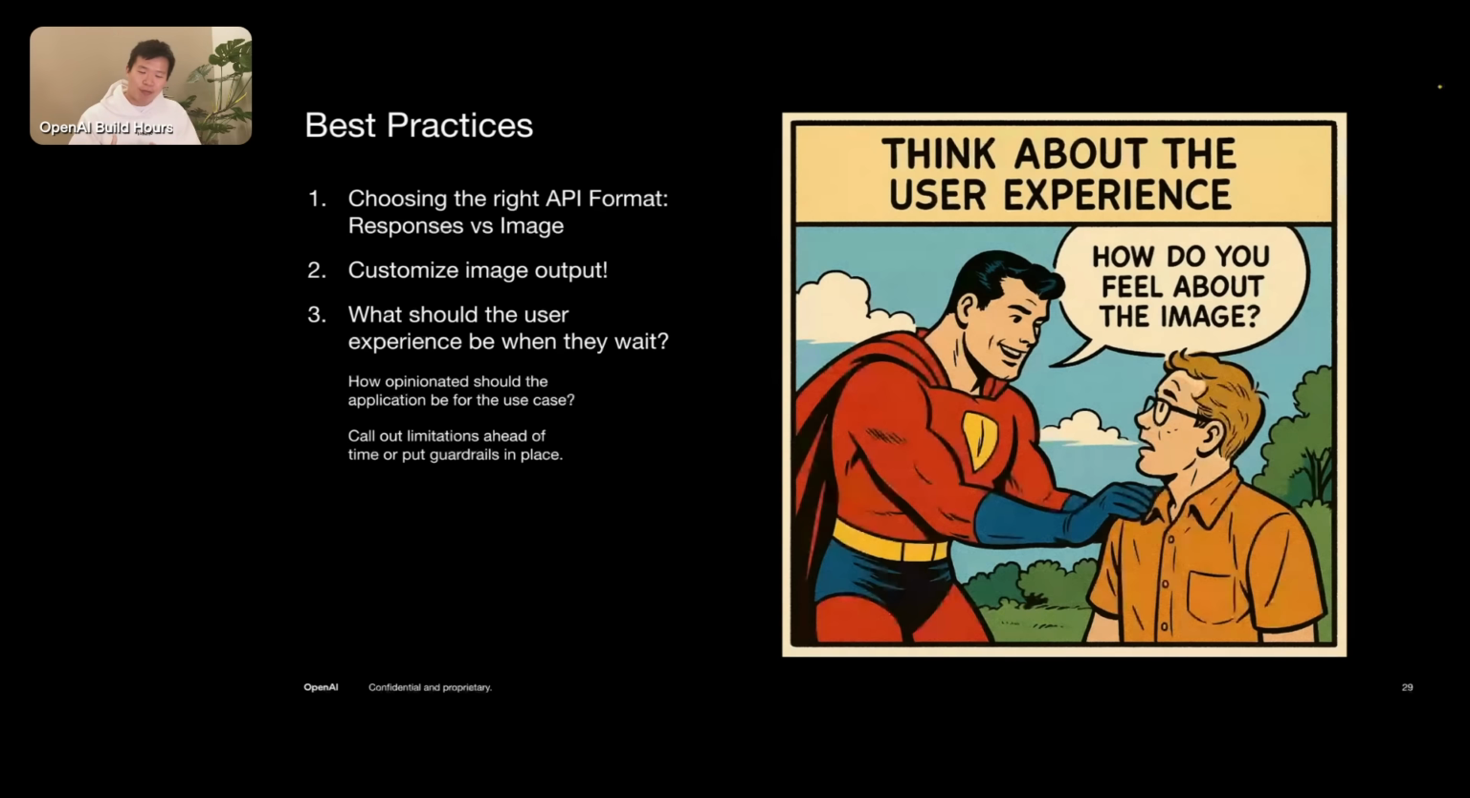And I think this last part seems straightforward, but folks often forget it: the user experience. ImageGen does take a little bit longer to generate. How should that user experience be when the image is generating? Should it be streamed? These are all questions you should think of answering before building. There are also certain limitations ImageGen has. I will call those out in the next few slides, but knowing what those limitations are and putting guardrails into place is also something that folks often miss.